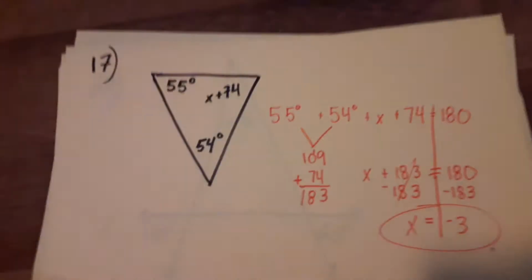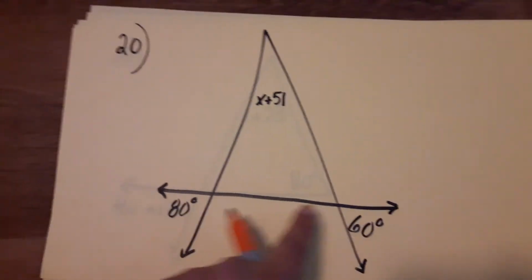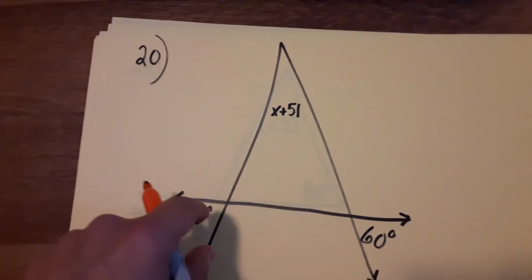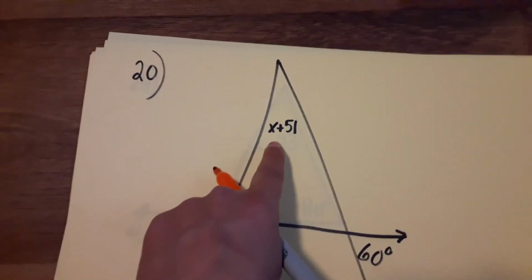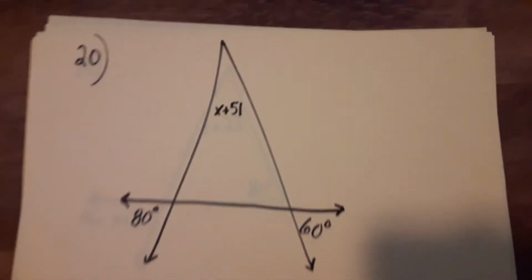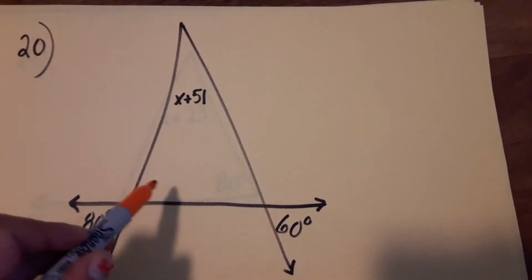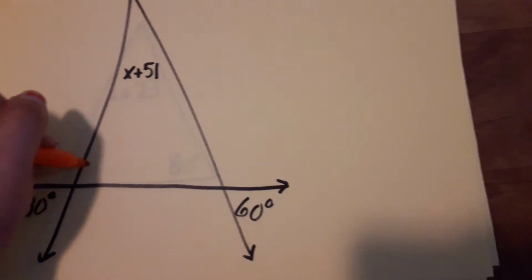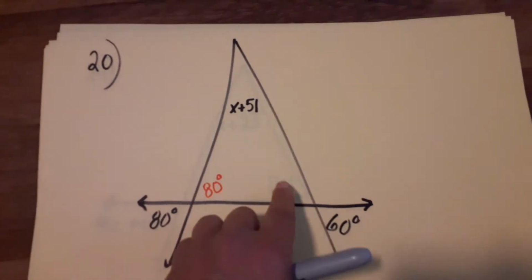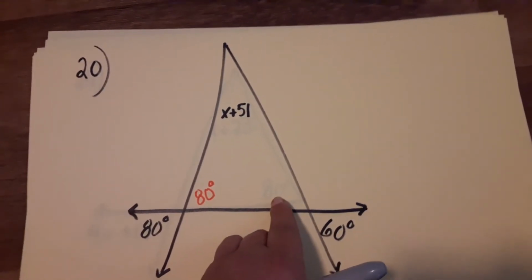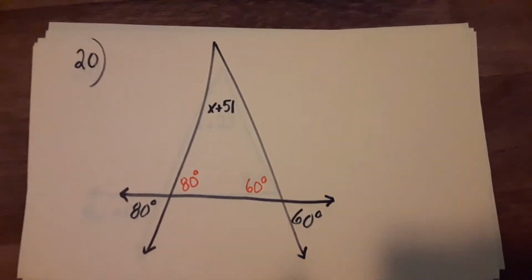All right, welcome back, guys. Let's look at problem number 20. This time we have a triangle that's formed out of these lines. We're missing these angles here inside the triangle, and we have this expression, x plus 51. Well, look at it carefully. What do you know? These are vertical angles, and vertical angles are congruent or equal. So that automatically means that this angle is also 80. Same rule applies here. If this angle is 60, then this one across the way is also 60. And now we're back to where we started on number 17.